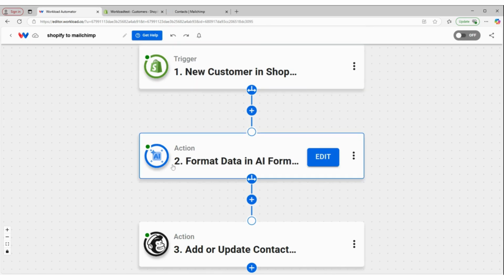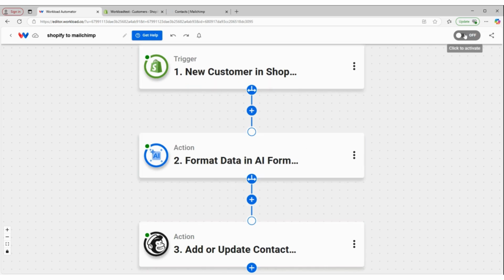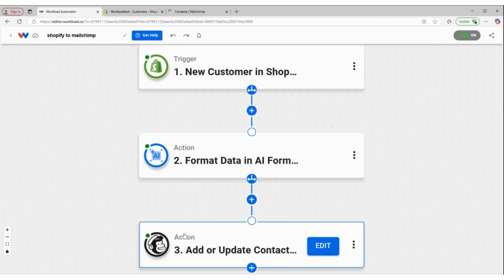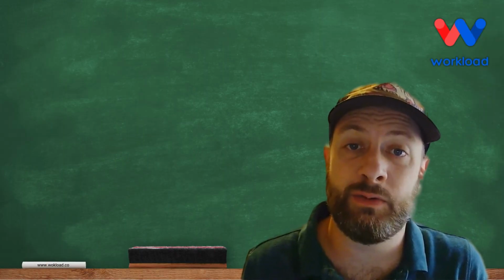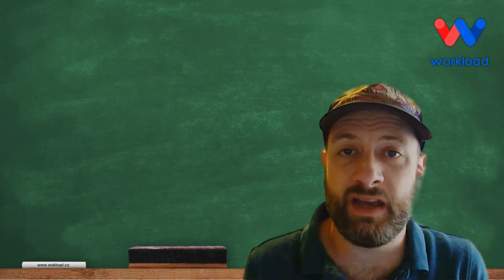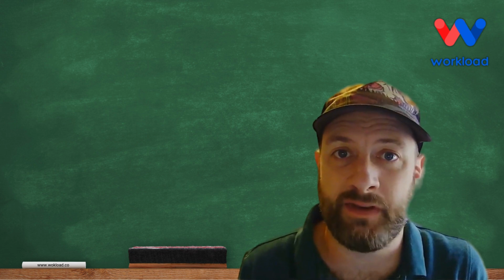I see that all of my nodes have a green dot in the corner, which means they're set up correctly. So I can activate this workflow. And now every time I add a new customer to my Shopify account, it will take that information, format it correctly, and automatically add a contact in Mailchimp. That's how you can automate the process of adding a contact to a list in Mailchimp every time you have a new customer in Shopify.